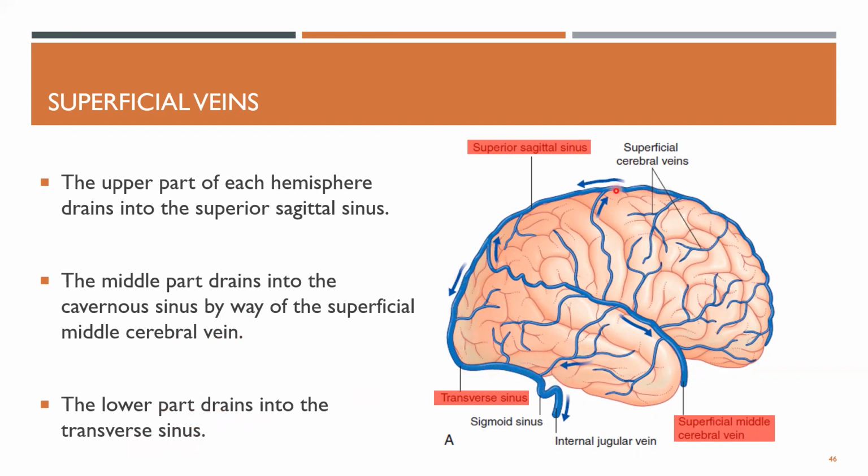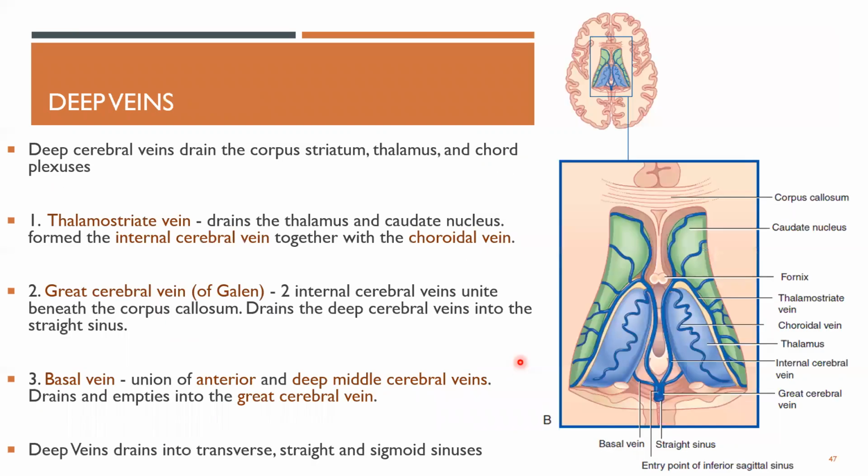Superior part drained by the superior sagittal sinus. Middle part by the superficial middle cerebral vein. And the lower part drained by your transverse sinus. Those were your superficial veins. Let's talk about your deep veins.